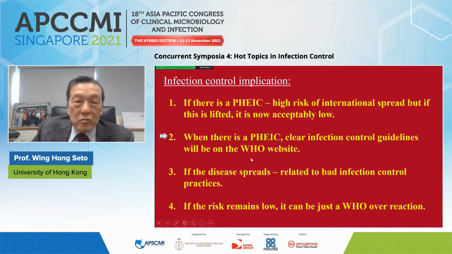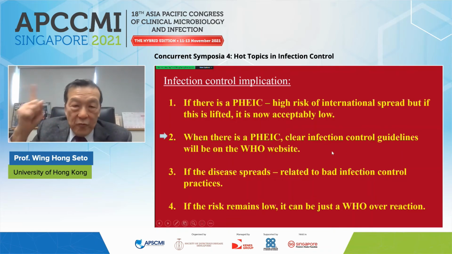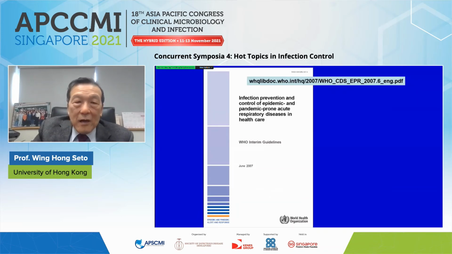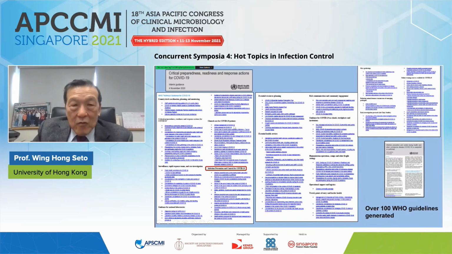Now, number 2 is good to note. When there's a PHEIC, the WHO will act straight away to produce guidelines, often infection control guidelines. So the moment a PHEIC is declared, go to the website. Like for instance, in H1N1, we produced this the day after. Once it's declared a PHEIC, the day after, we come up with the guidelines. All right. Now, what about COVID-19? Once it was declared, do you know that right now on the website, there are over 100 WHO guidelines on money, on how to meet it, on media, everything. Wow, it wasn't like that before. We used to only have a few guidelines.